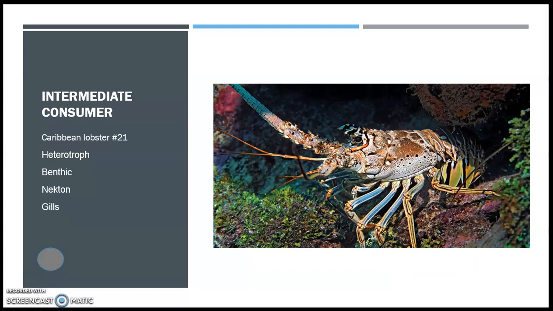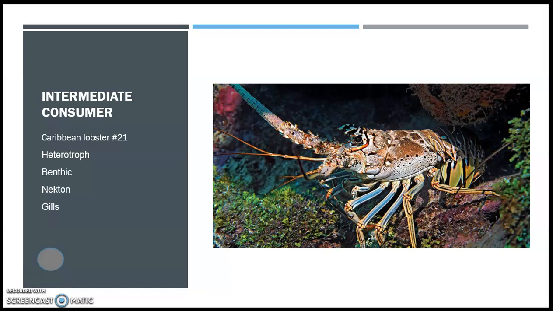Alright, so this is another kind of consumer. It's like a secondary consumer. They prey on the primary consumers. They're usually carnivores, but can be omnivores as well. So for this, we have the Caribbean lobster.